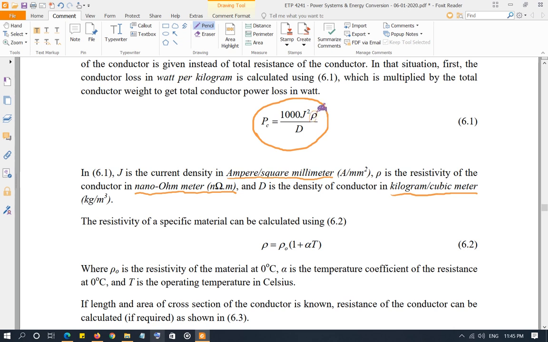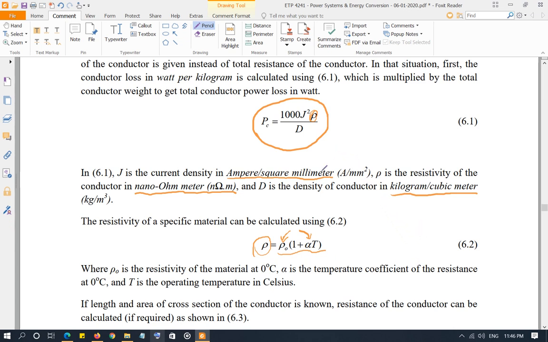Rho is the resistivity of the material, and you can calculate rho using this formula. Rho naught is the resistivity of the same material at 0 degrees Celsius, which can be obtained from a table, as you will see. Alpha is the temperature coefficient of the resistance at 0 degrees Celsius, and T is the temperature at which you're operating the motor, which is the room temperature or ambient temperature in Celsius. So you can calculate rho using these quantities, which can be obtained from a table. These two quantities you can observe from a table, and of course the operating temperature is given to you, or you know what operating temperature is, and using that you can calculate rho in nano ohm meter.